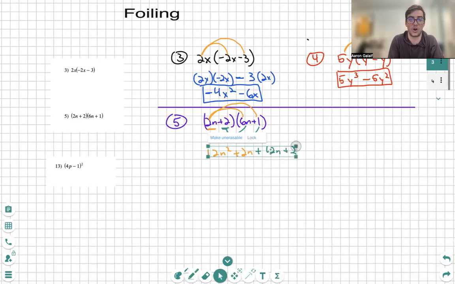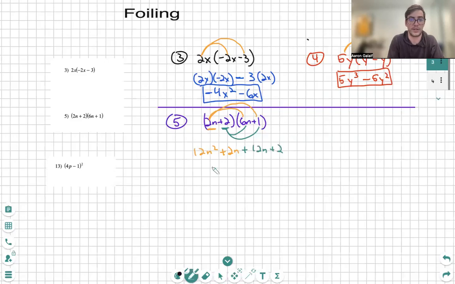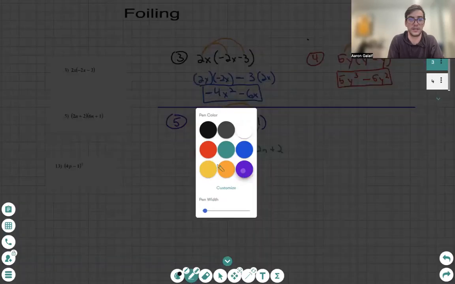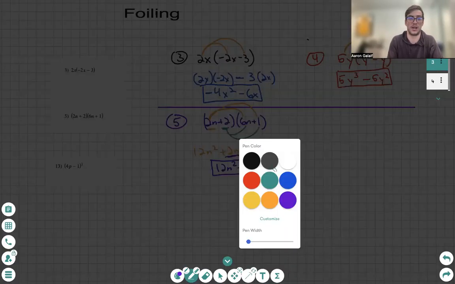At this point, all we're going to do is combine like terms. And we can see our final answer will be 12n squared plus 14n plus 2, because I can combine these two. They are like terms. That is your final answer after foiling or distributing. Easy. Let's do one more and call it a day.